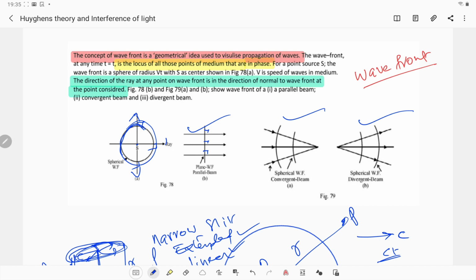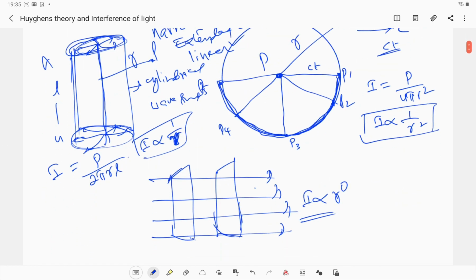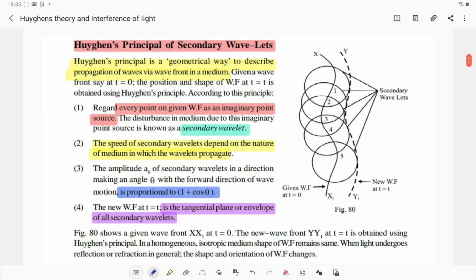Very, very important. This is about wavefront. Next we can move to Huygens principle of secondary wavelets. Huygens principle is a geometrical way to describe the propagation of waves via wavefront in a medium. Given a wavefront, say at time t equals 0, the position and shape of the wavefront at a time t equals t is obtained using Huygens principle.